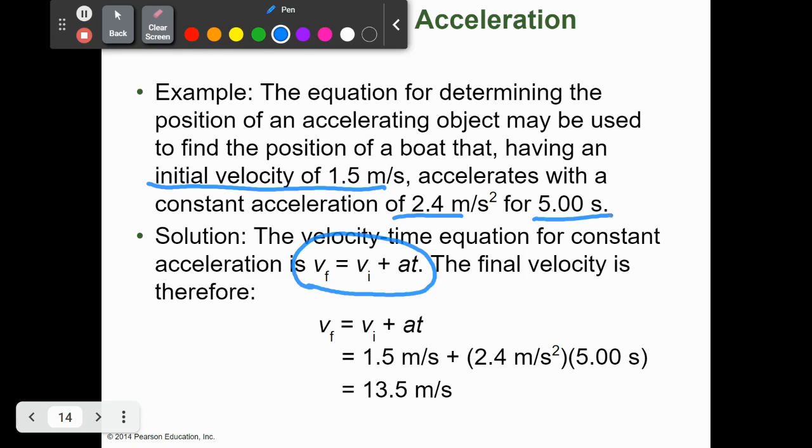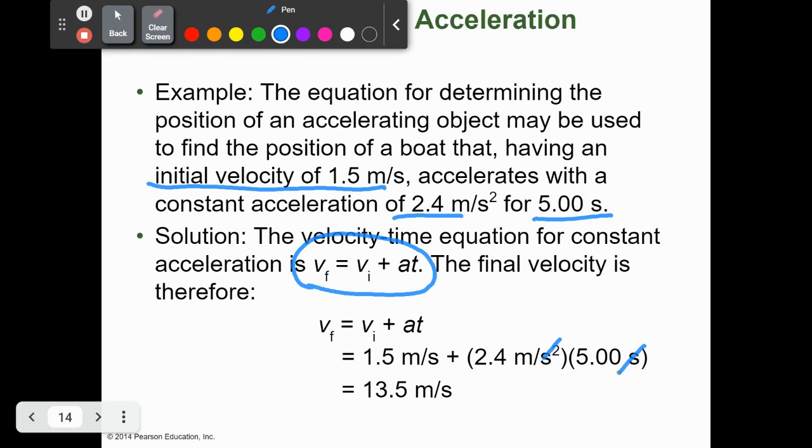So I've got my list of equations over here, and my list of things I'm given in that problem. Which one has initial velocity, acceleration, and time in it? VF equals VI plus AT. After that, it's just plug and chug. Make sure you put your units in because your units do have to be consistent, so your seconds cancel with your seconds squared.